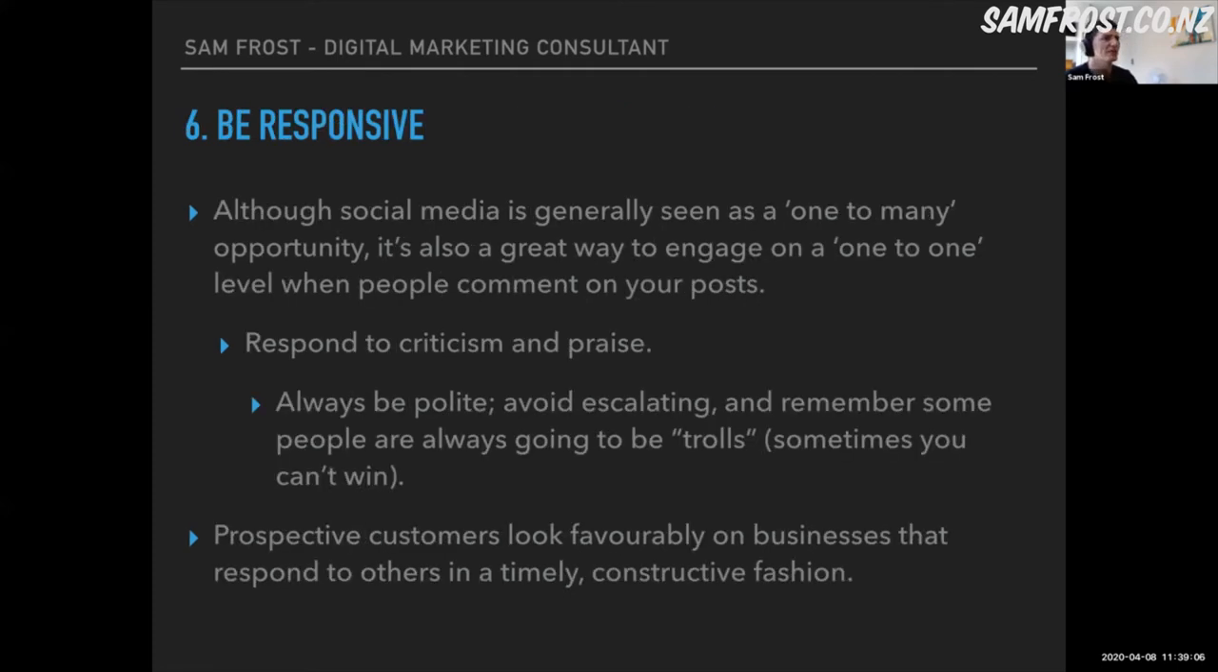Next point I want to cover is to be responsive. Social media is generally seen as that one-to-many communication, but it's also a really good way to engage with people on a one-to-one basis. Whether you're running ads or just posting posts, whatever platform you use, people are going to be commenting, and they're going to comment positively and they're going to comment negatively as well. I want to touch on that. But what you should be looking to do is respond to criticism and praise.